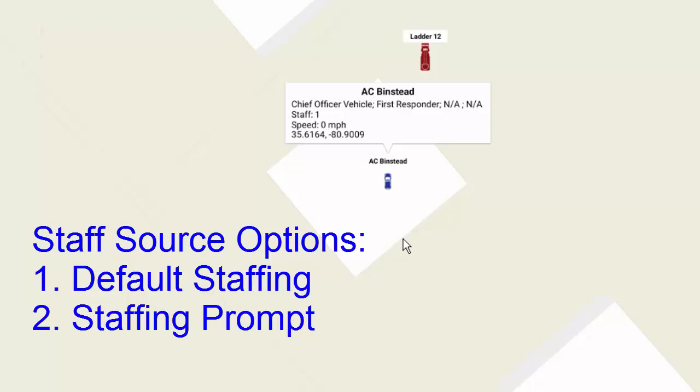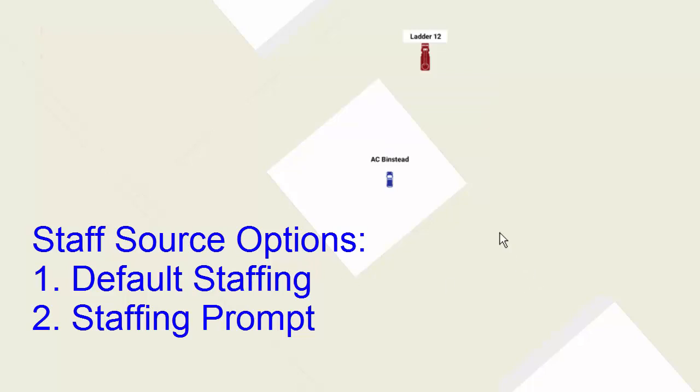Now this works pretty well for career departments where they're going to have the same level of staffing all the time on that vehicle. They can simply set the default staffing and leave it there all the time. But for departments that are volunteer or paid on call, sometimes the staffing number varies significantly. So we now have the ability for you to set any specific device to require a staffing prompt when they mark en route. Now we'll show you how that works here on this tablet.